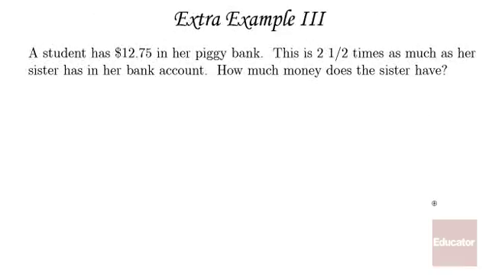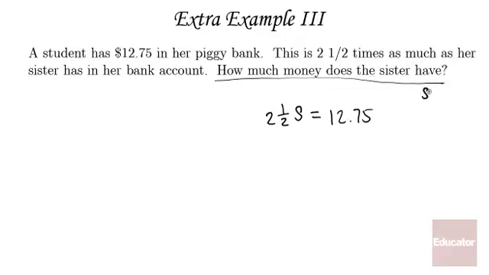Let's try an example with a word problem. A student has $12.75 in her piggy bank. This is 2.5 times as much as her sister has in her bank account. How much money does her sister have? So if you take 2.5 and multiply this with her sister's amount, this will equal what the student has, $12.75. Remember to set the variable equal to what you don't know, so we'll call that s.